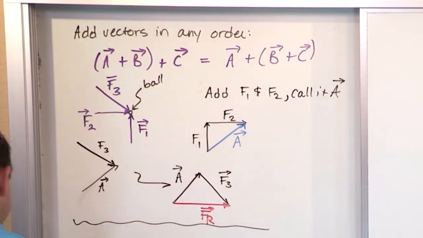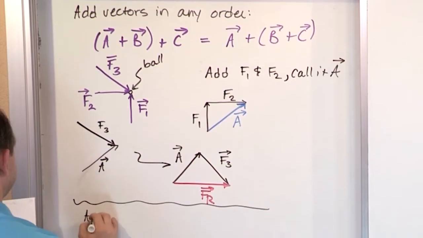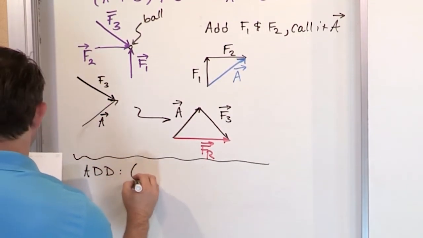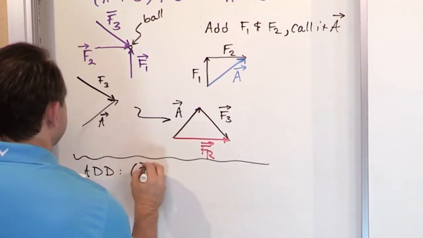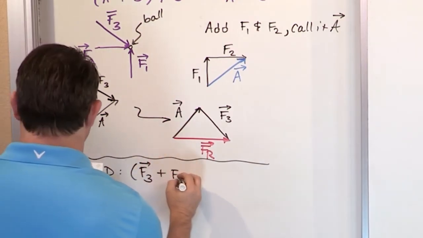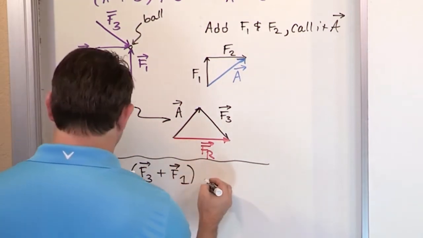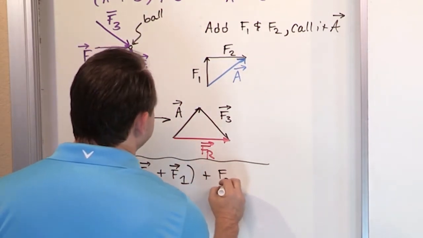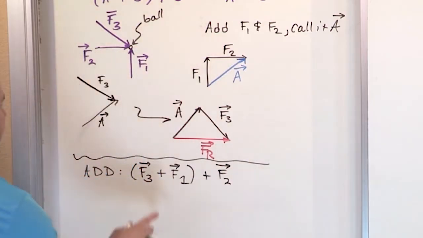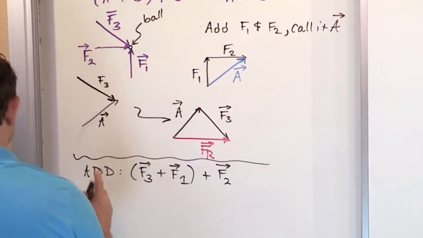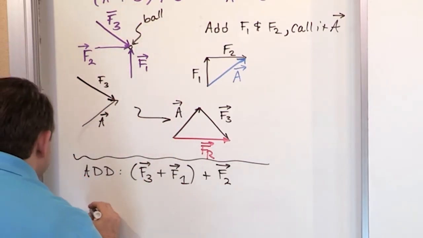Let's add in another order. Let's add F3 plus F1. In other words, I'm picking another random order just to show you. And then let's add to that F2. So we're going to add them in a different order than we did before. So what is F1? F1 is the upward force. So let's write this as the upward force.